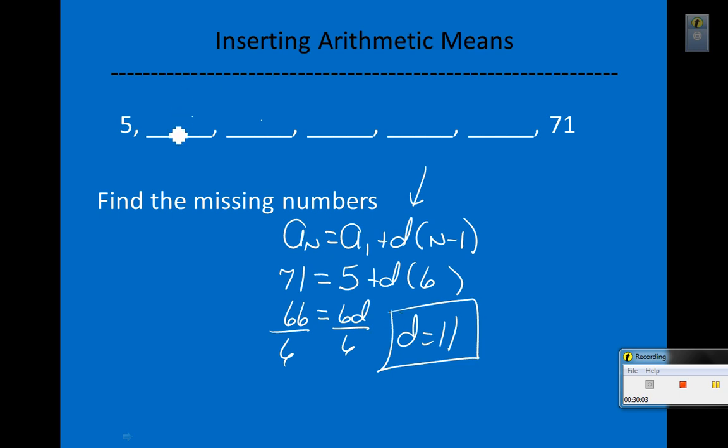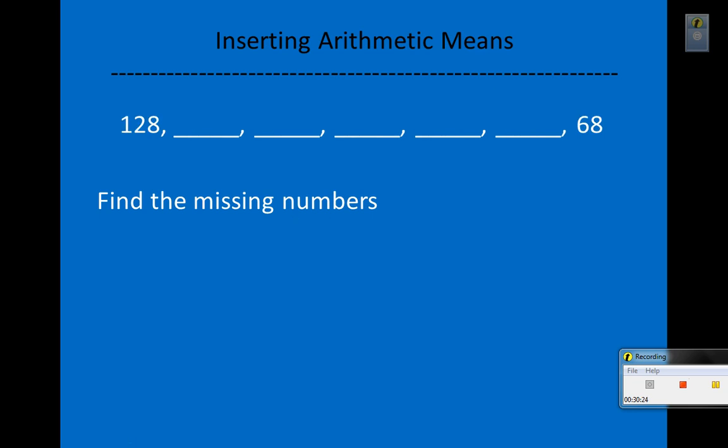5 plus 11 is 16. Add 11 is 27. Add 11 is 38. Add 11 and get 49. Add 11 and get 60. One more time and get 71. My next to last one, and then I got to toss a word problem at you.